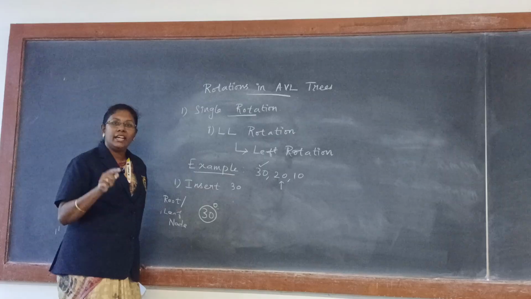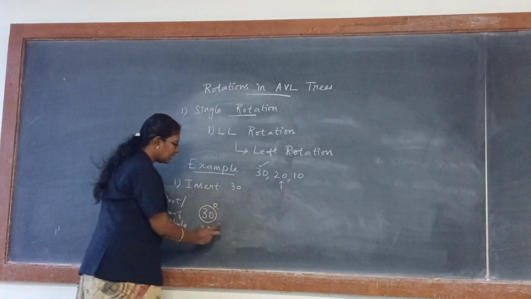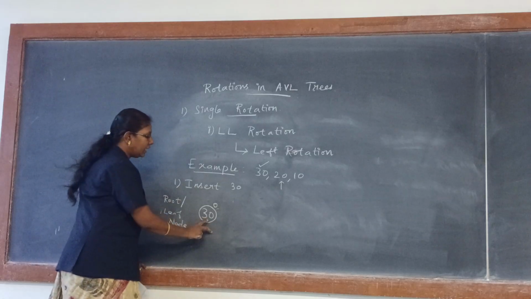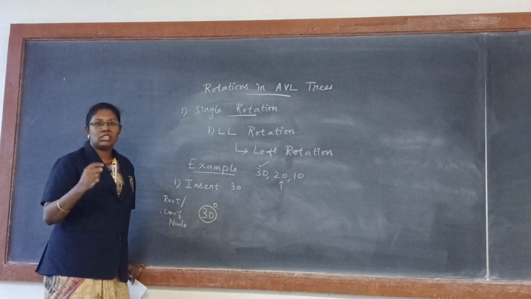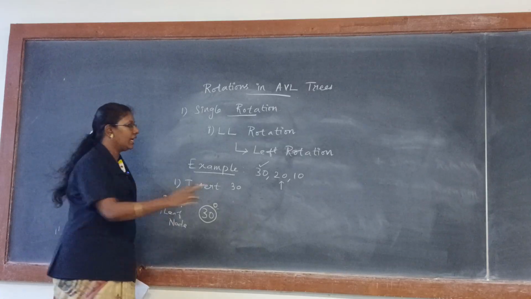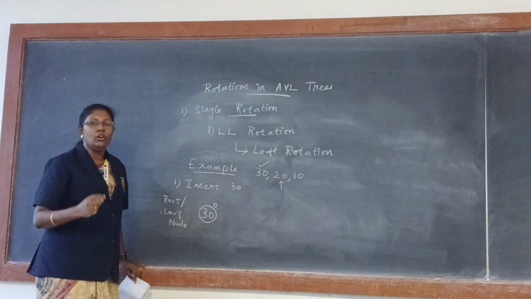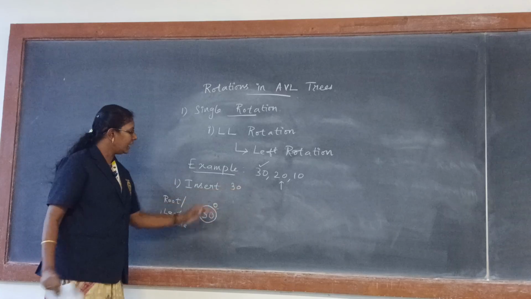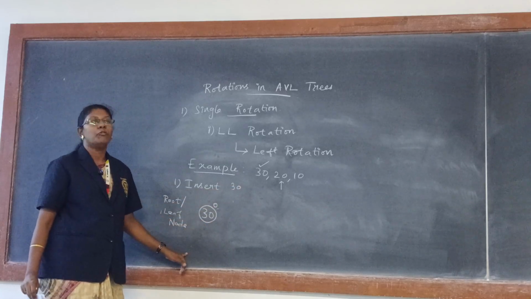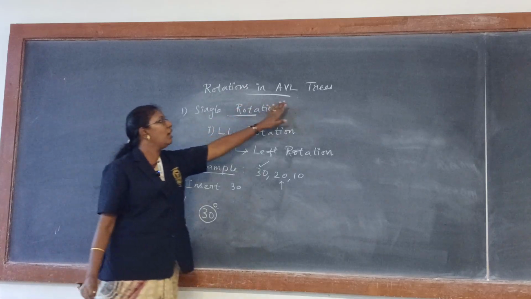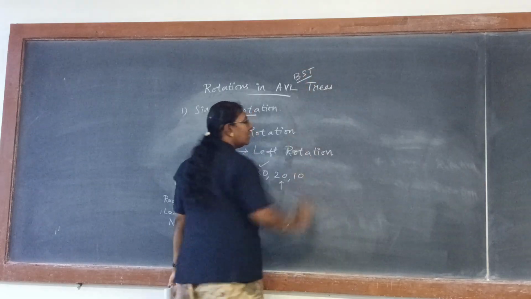That means I need to compare this 20 with the value 30 already inserted in this tree. While comparing 20 with 30, which one is lower? 20 is the smallest value. That means the 20 will be placed on the left side of 30. Why? Because AVL trees follow the properties of a binary search tree only.